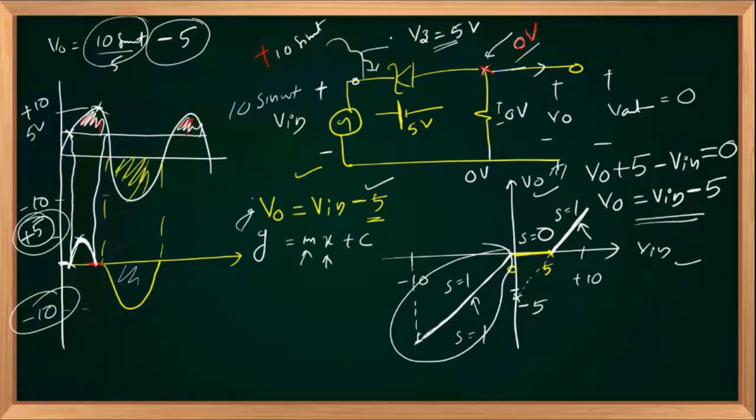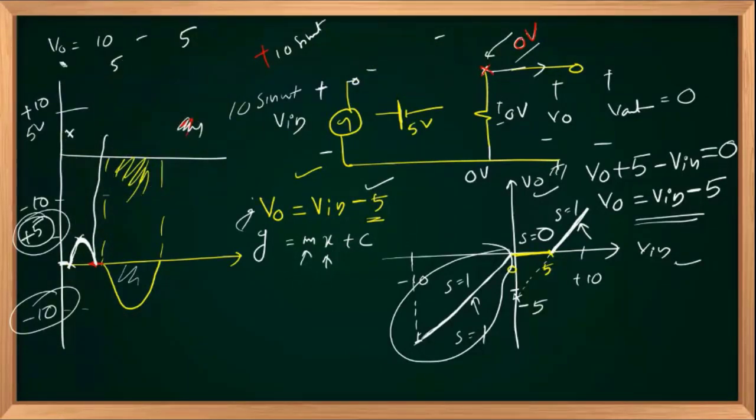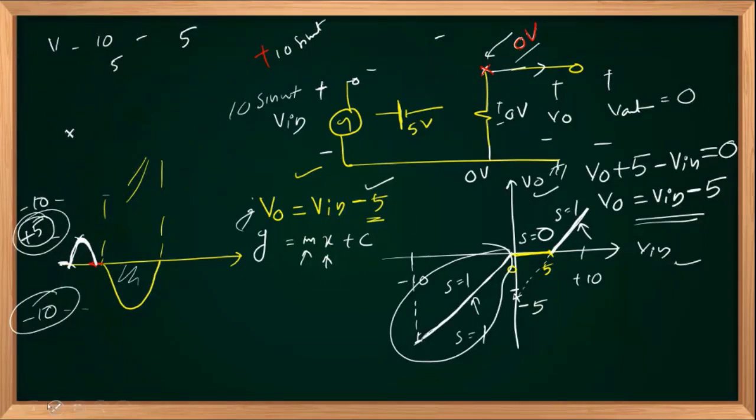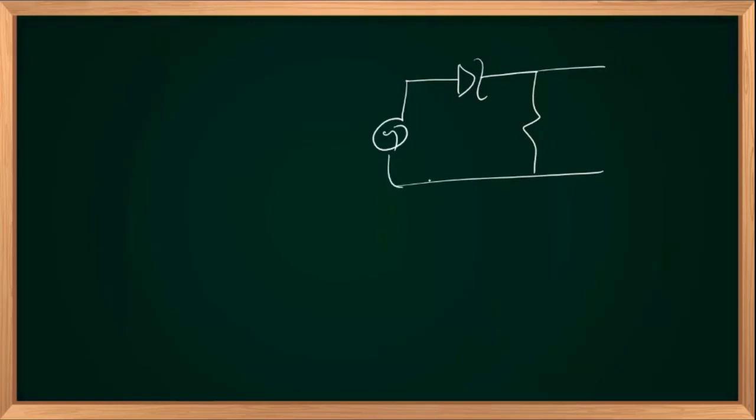If you're connecting your diode the other way, it will be forward biased when input is positive. If you are connecting your diode like this with the resistance here, if your input is positive, the diode turns on. So V out is equal to V in for positive values of V in. You get a curve like this. This is my V out.